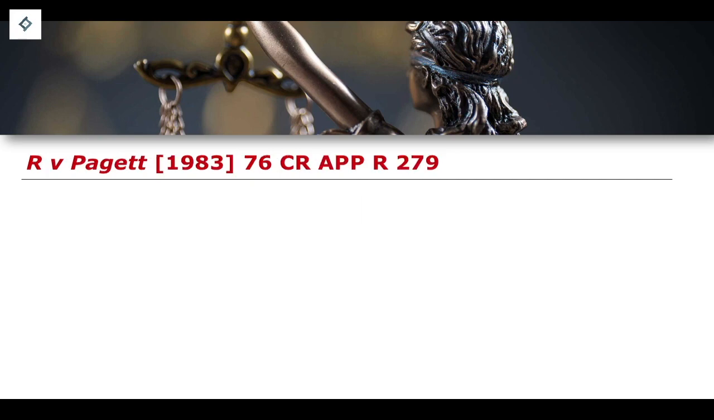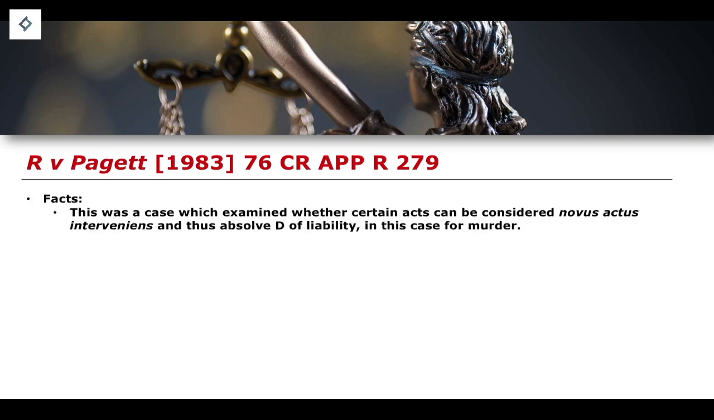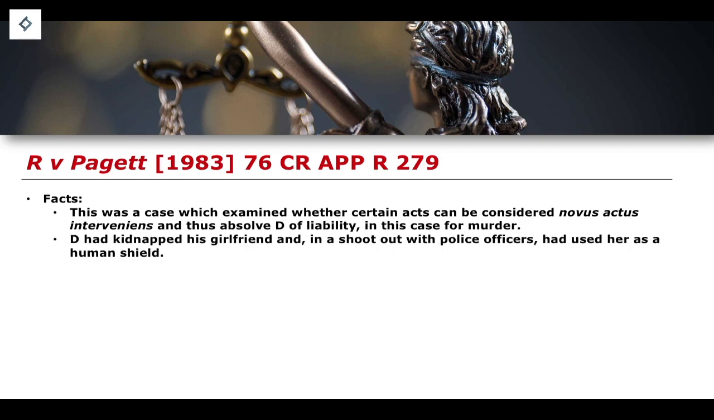From 1983, we have the case of Crown and Paget. This was a case which examined whether certain acts can be considered to be novus actus interveniens, the result of which would absolve the defendant from liability. Specifically, this was a case of murder. The defendant had kidnapped his girlfriend and in a shootout with police officers had used her as a human shield.